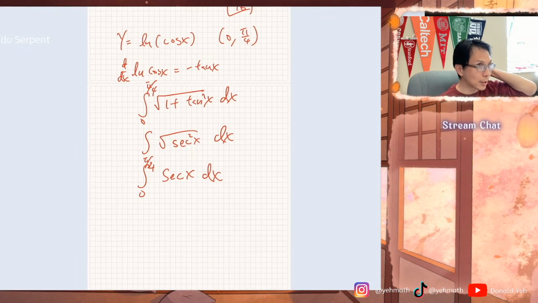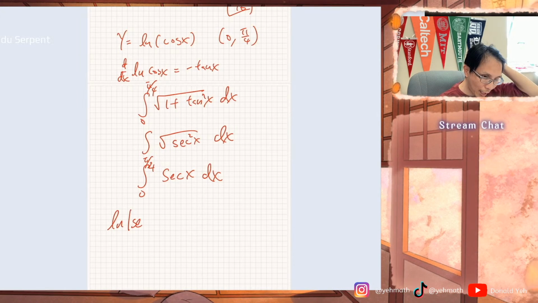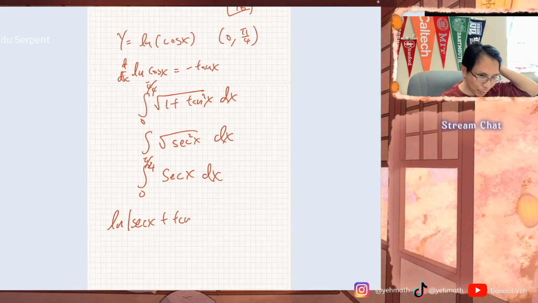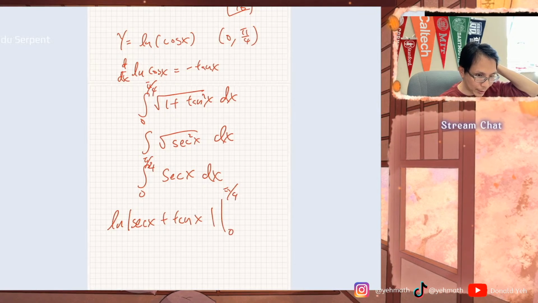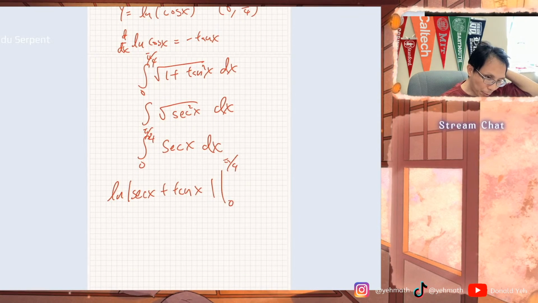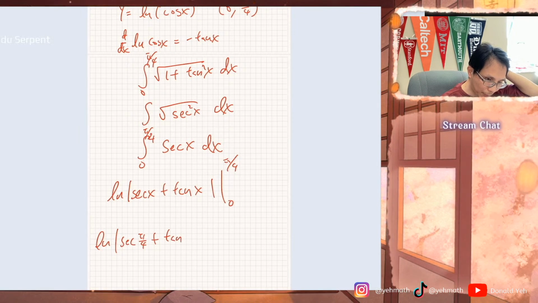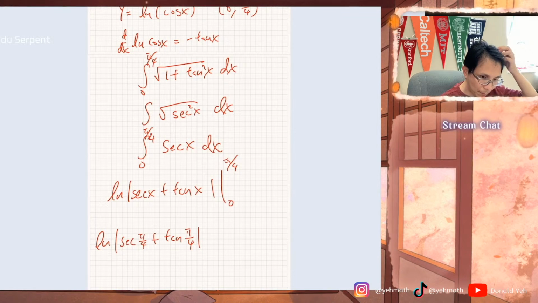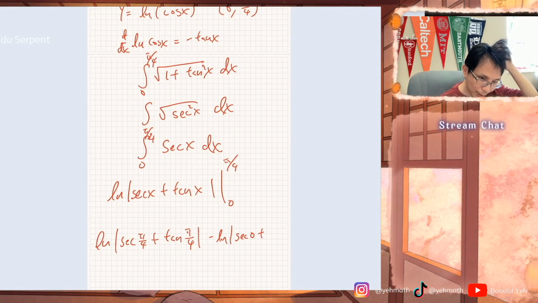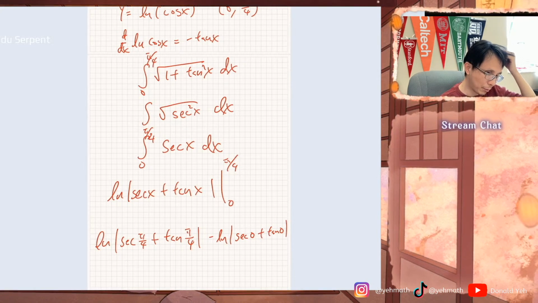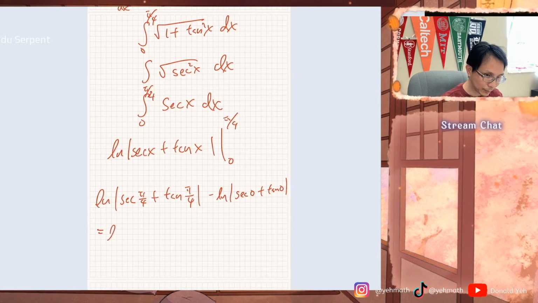The AP exam question is going to turn out pretty nice. And this one is going to be natural log of secant of x plus tan of x, evaluated from 0 to pi over 4. You will plug in natural log of secant of pi over 4 plus tangent of pi over 4, minus natural log of secant of 0 plus tan of 0. We know both. But the problem is, do you guys remember your values?